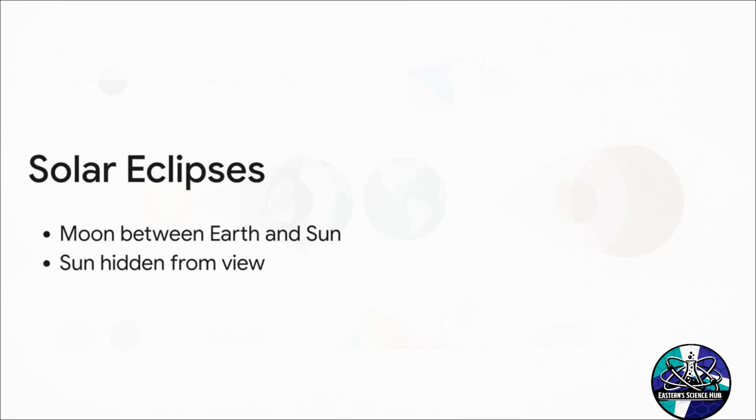A solar eclipse occurs when the Moon, acting as our opaque object, passes directly between the Earth and the Sun. As it does this, the Sun is either partially or totally hidden from our view. The Moon literally drags its shadow across the surface of the Earth. If you're standing in the Moon's tiny umbra, you experience a total eclipse. If you're in the wider penumbra, you see a partial eclipse. So we've seen what happens when the Moon blocks the light. Now let's reverse the celestial roles.